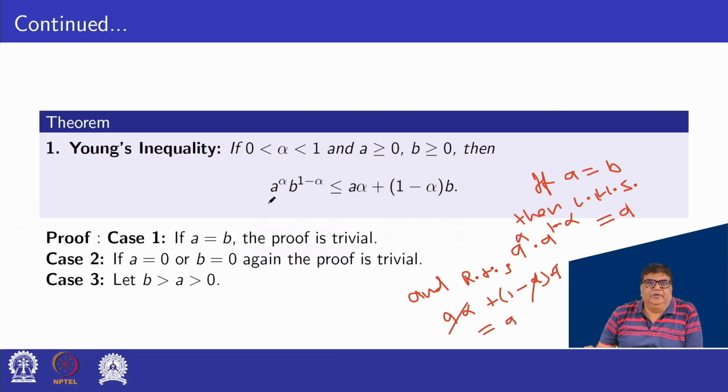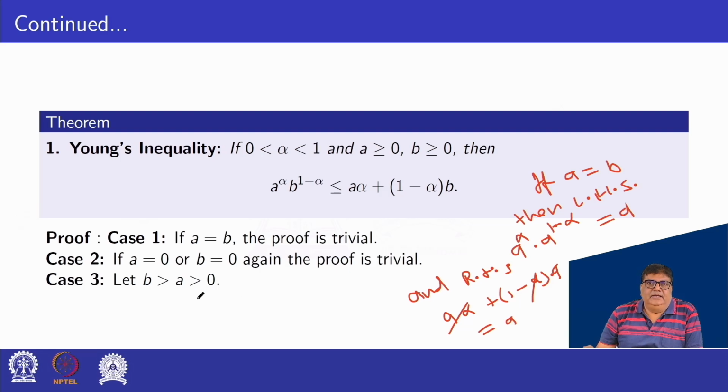Second case: if a is equal to 0, then the left side is 0, and on the right side the first term is 0, and we have 1 minus alpha positive and b also positive, that is, the right side is positive. Hence, if a is equal to 0 or b is equal to 0, again the proof is trivial.